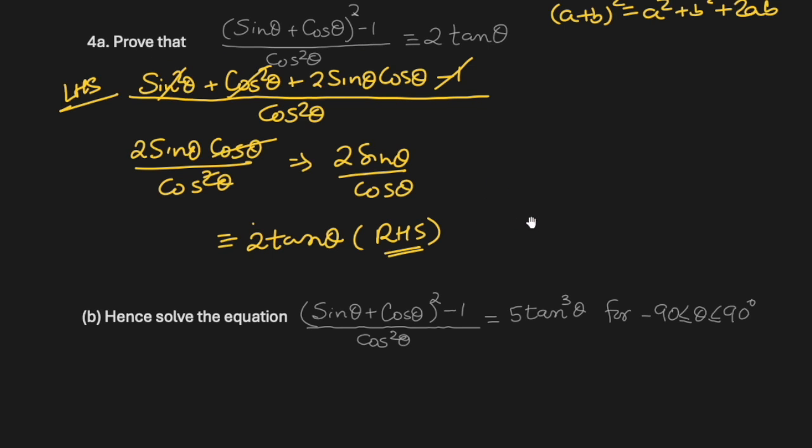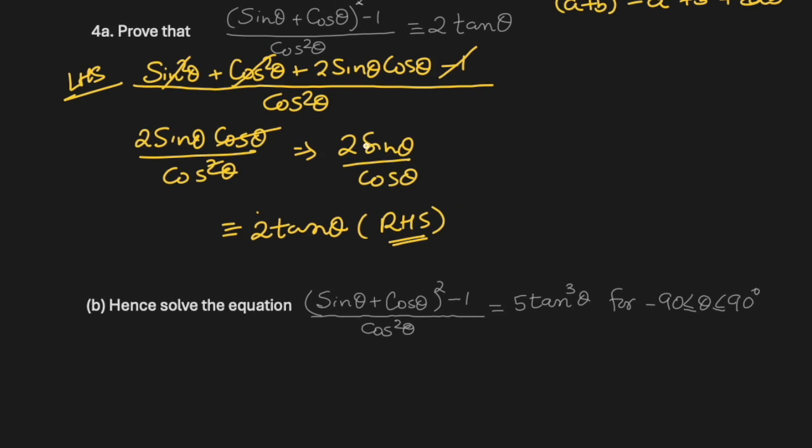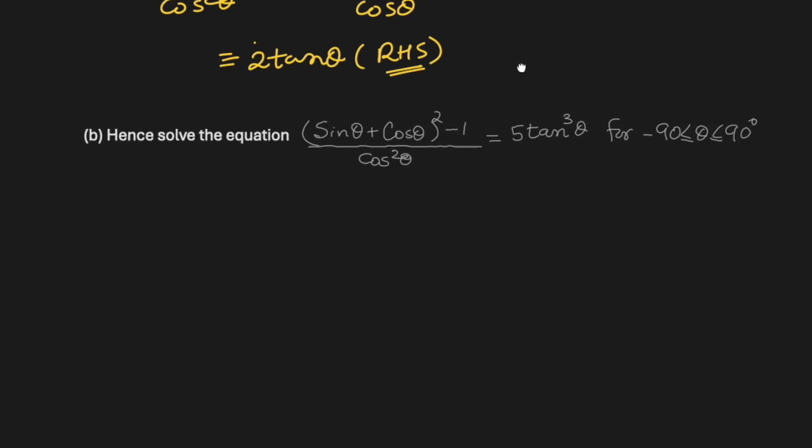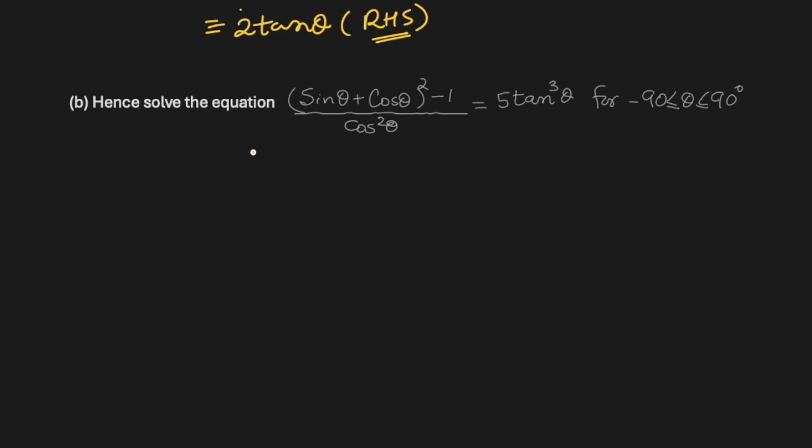Hence, solve this equation. We can see that the left hand side of this is exactly the left hand side of this. So in place of this, we can write 2 tan theta. That's what our starting point will be. So 2 tan theta equal to 5 tan cube theta.